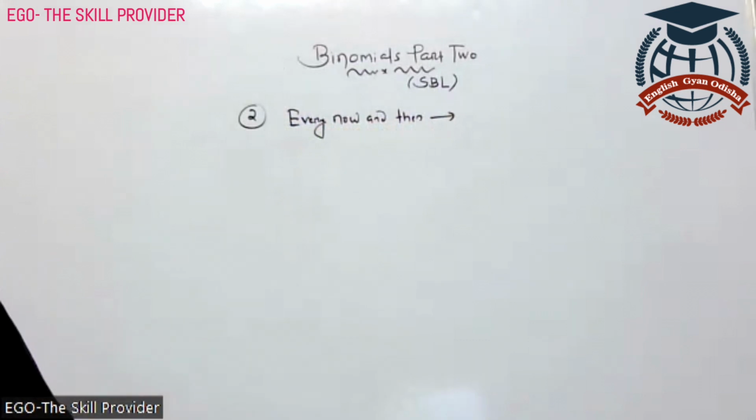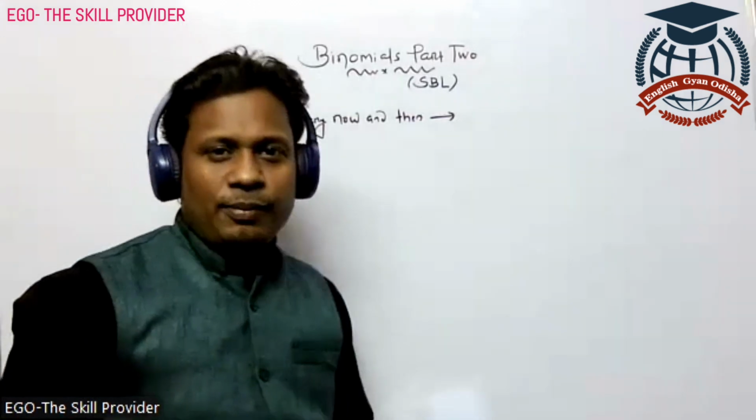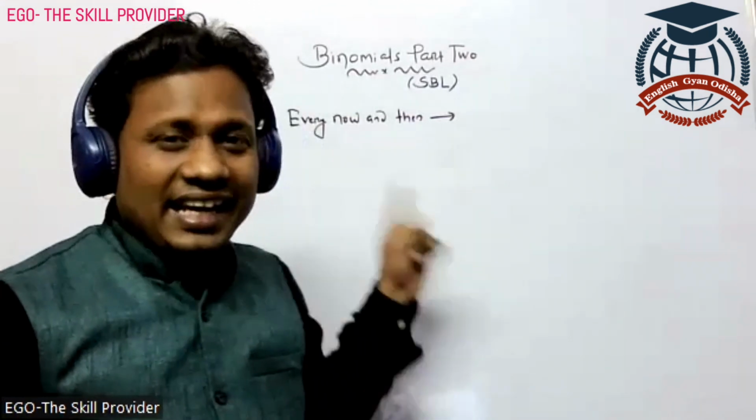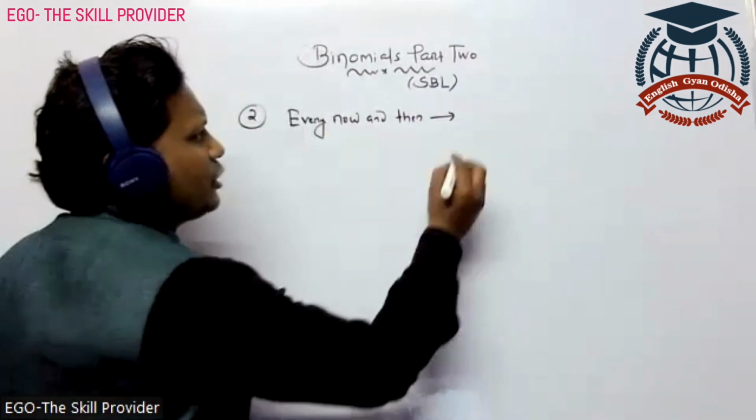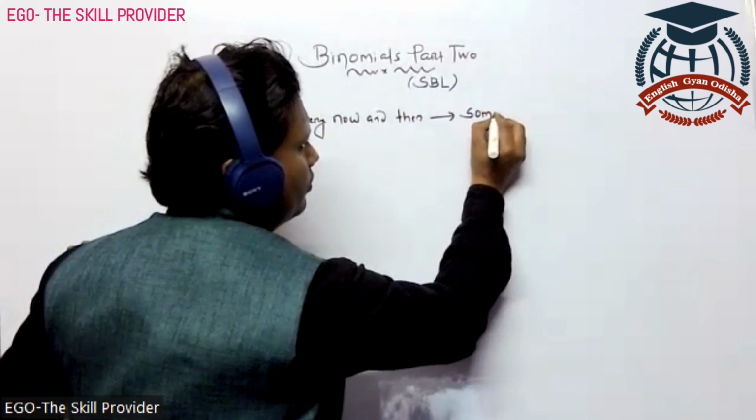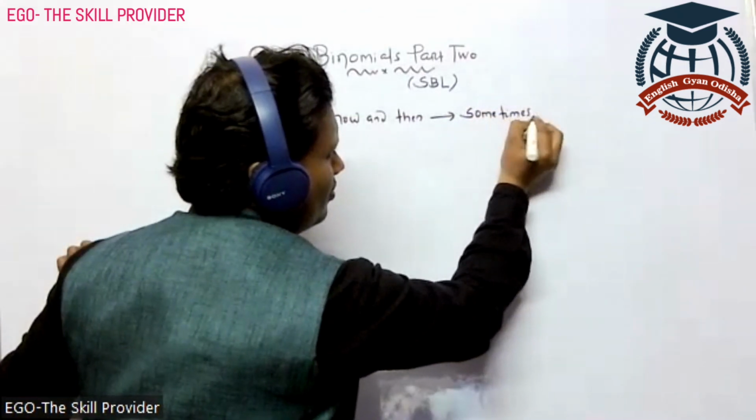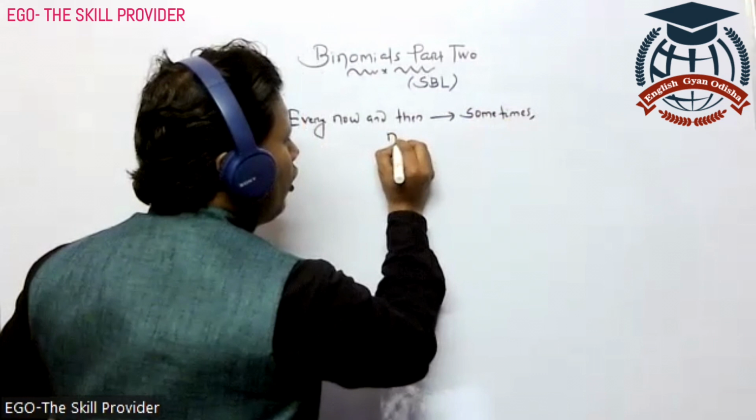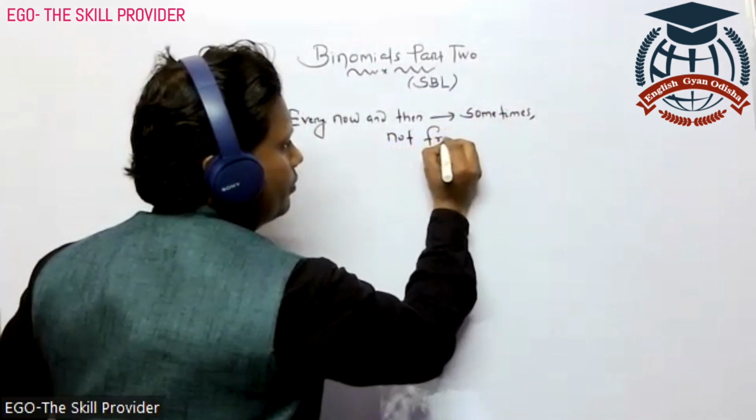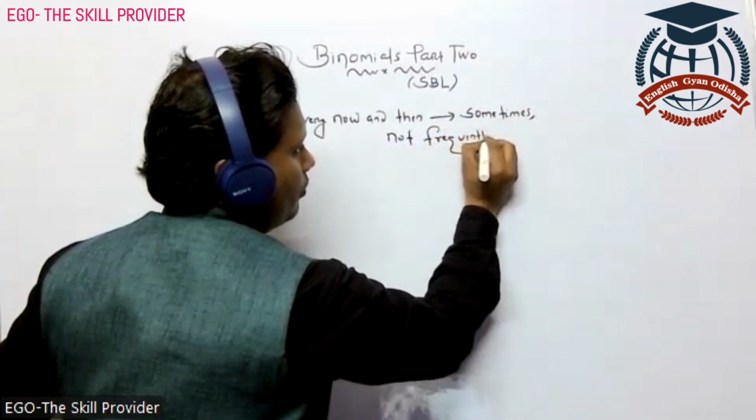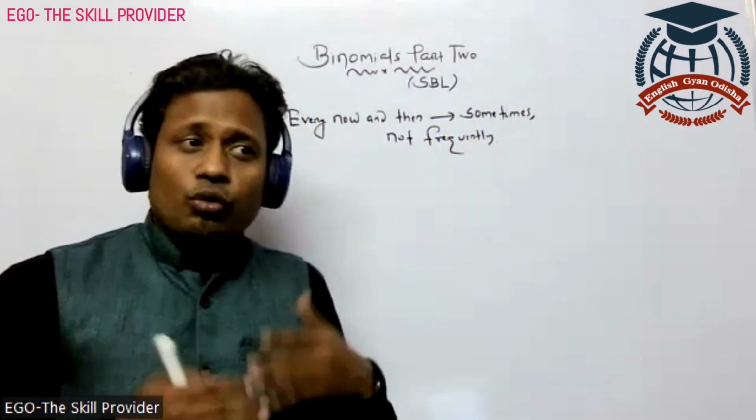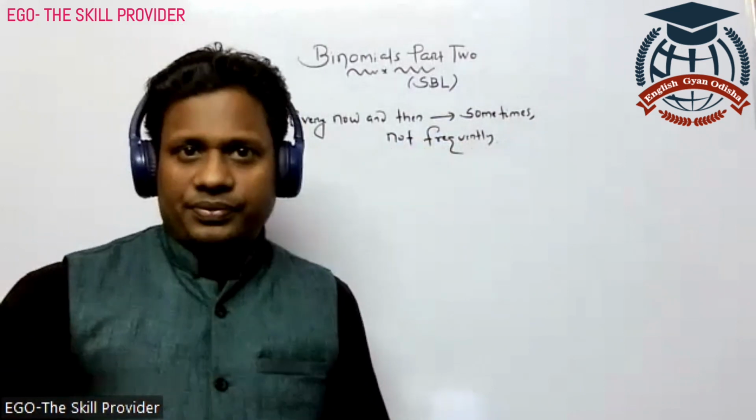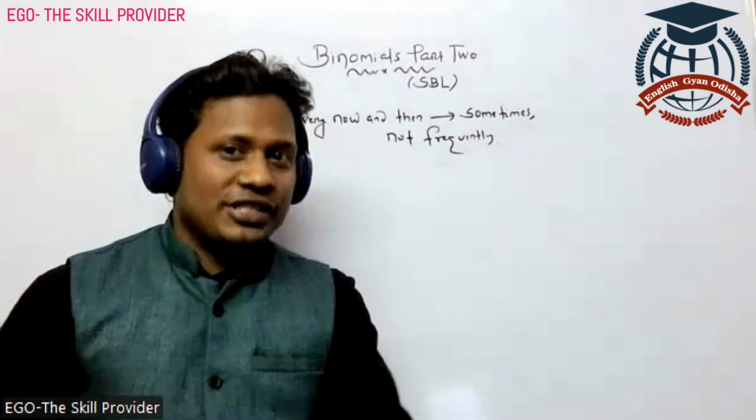Every now and then. Look, whenever you see this expression, it looks a little bit complicated. Look, this is a negative word, but you can use it in a positive way. The meaning is sometimes, or you can say not frequently. So whenever you don't do some things, or whenever you do some things, sometimes the frequency is 50%.